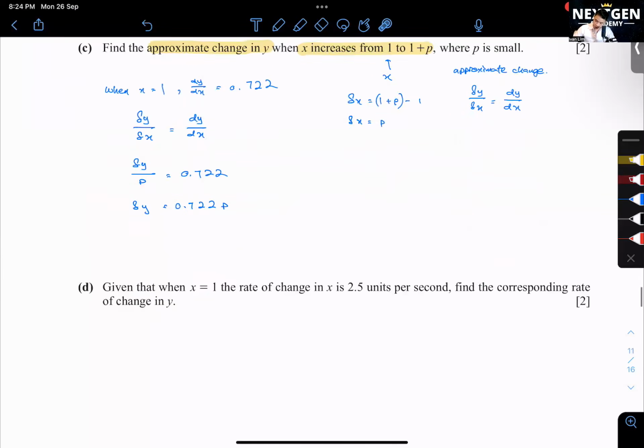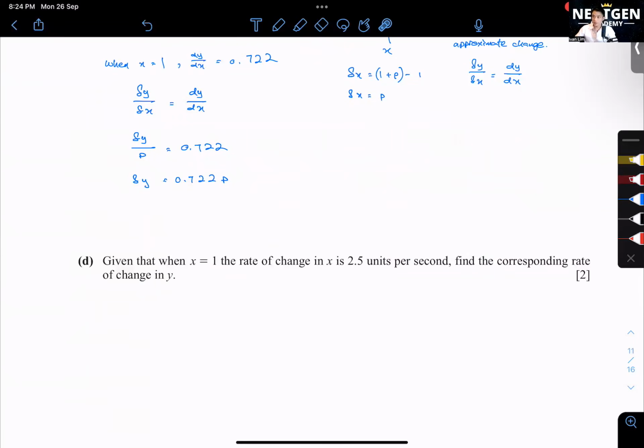Okay. Question D. You see this particular question, wow, it's almost half of your differentiation chapter all asked in one question like that. Given that when x equals 1, the rate of change in x is 2.5 units per second, find the corresponding rate of change in y.